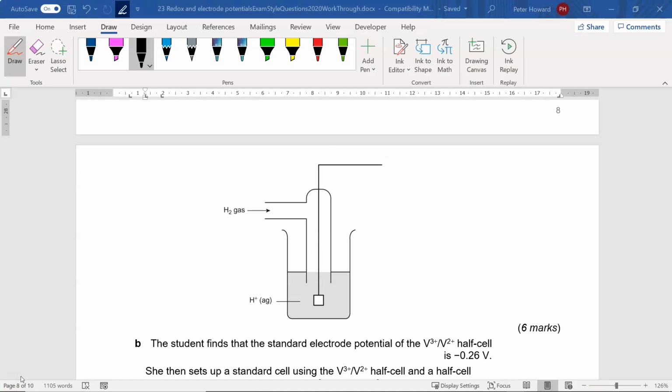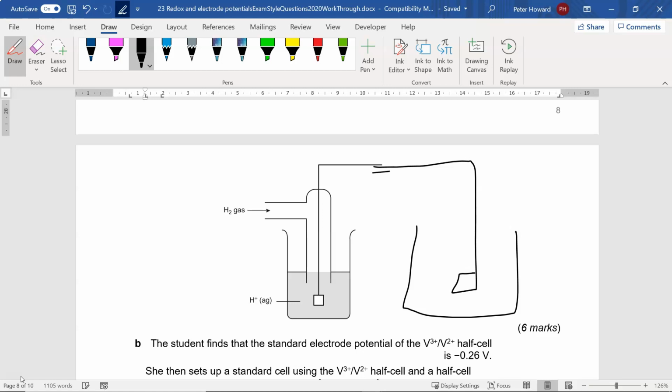So what we need to do is draw another beaker on the right hand side. We need to have a wire, and we need to make sure it's joined. We need to say what this is, and this is going to be platinum, so Pt for platinum. Then we've got our solution, and it's got vanadium 2 plus and vanadium 3 plus ions, so V2+ (aq), V3+ (aq). That was terrible writing, sorry about that.